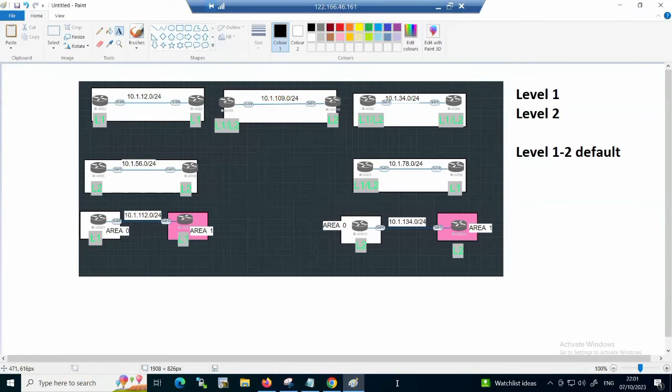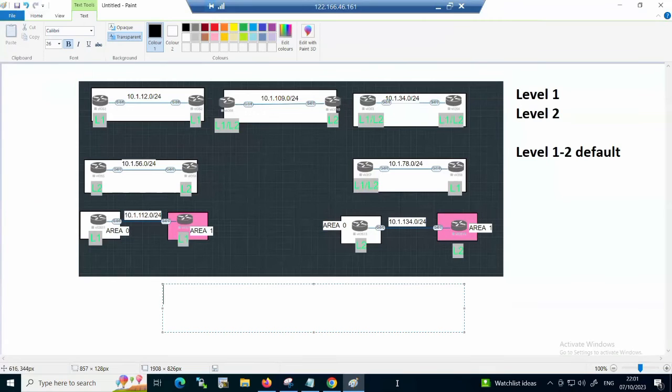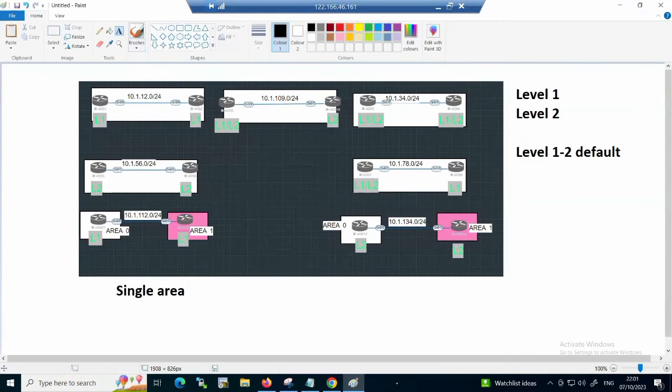This whole concept that I'm talking about right now applies to the single area and multi-area concept as well. So first, let's have a look at the single area concept. In single area, how are things working? These are my label 1 routers. They are part of the same area. Can you see the same white color box? It means that they can form the neighborship.